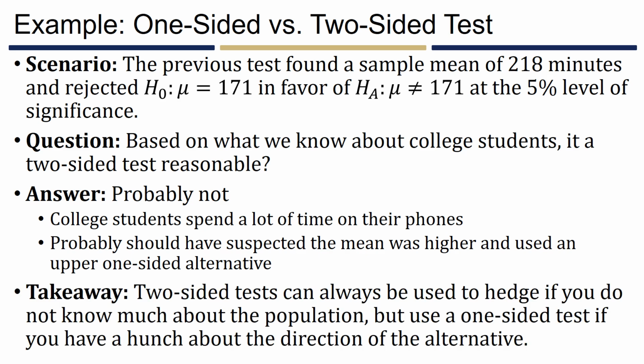So the takeaway here is that we can always use a two-sided test, and they're best used if you're trying to hedge because you don't know much about the population. However, if you have some kind of a hunch about the direction of the alternative, if you have additional information that you know about the population, it's always best to use that one-sided test instead.